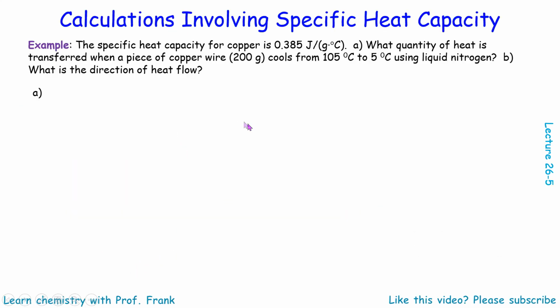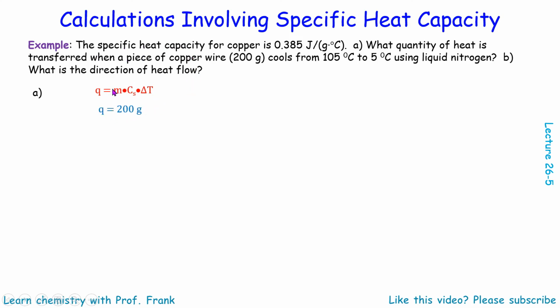Let's work on one example. The specific heat capacity of copper is 0.385 joules per gram degree Celsius. A. What quantity of heat is transferred when a piece of copper wire, 200 grams, cools from 105 to 5 degrees Celsius using liquid nitrogen? B. What is the direction of flow? Let's work on A first. This is the key equation involving specific heat capacity, and that can be used to solve this problem.